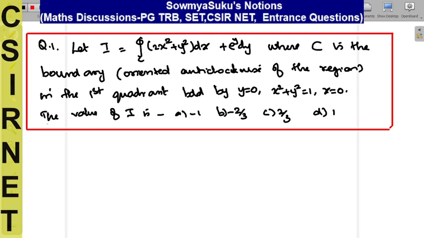So the first question here is, let I be equal to the integral of (2x² + y²) dx + e^y dy, where C is the boundary, oriented anti-clockwise, of the region in the first quadrant bounded by y equal to 0, then x² + y² equal to 1, then x equal to 0. Then what is the value of the integral?